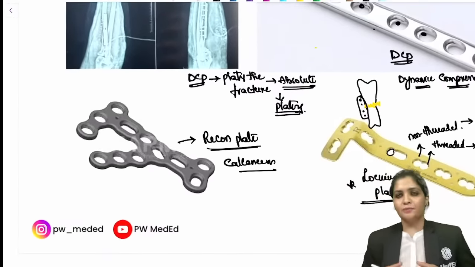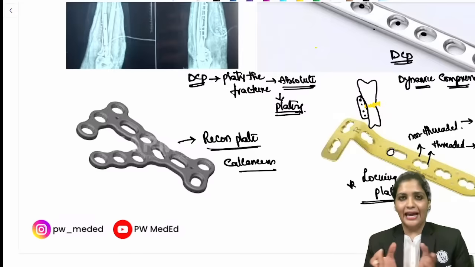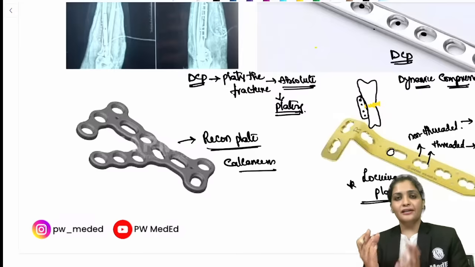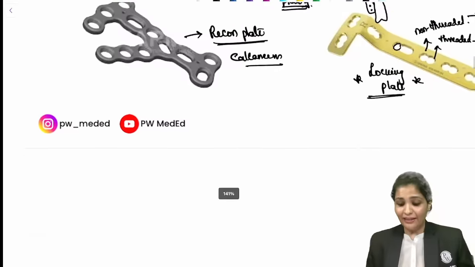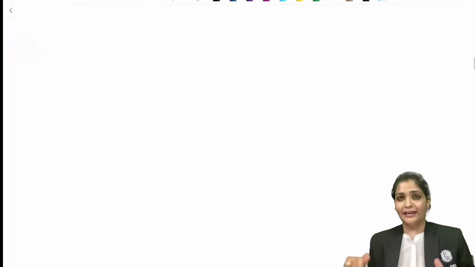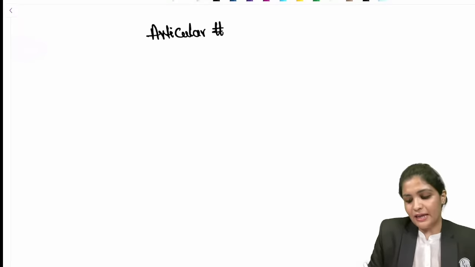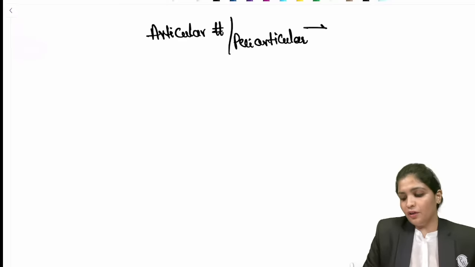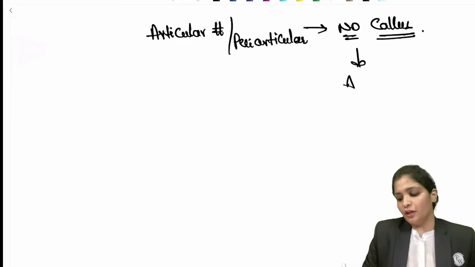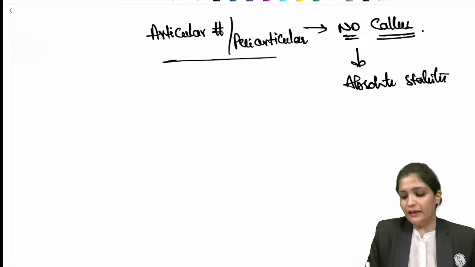stability. So relative stability is by your nailing system, that is, you encourage the callus formation. Absolute stability is rigid fixation where no callus is required. Where are the areas where you require rigid stability and where are the areas where you require relative stability? So in case of articular fractures and periarticular fractures, you require no callus formation. So this callus should not obstruct the joint movements. Hence we require absolute stability, right? There should be no callus. So here, articular or periarticular fracture, you use plates, right?